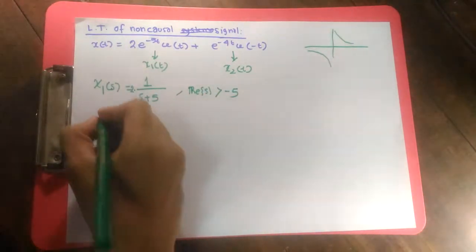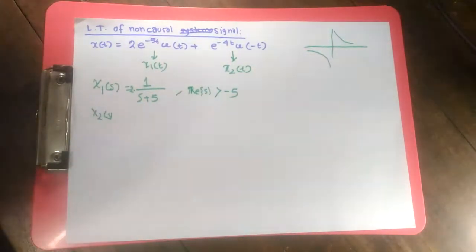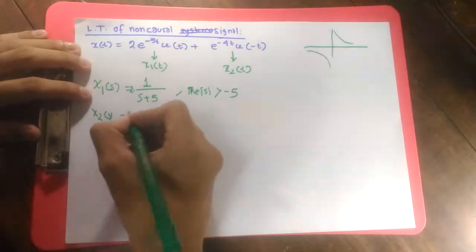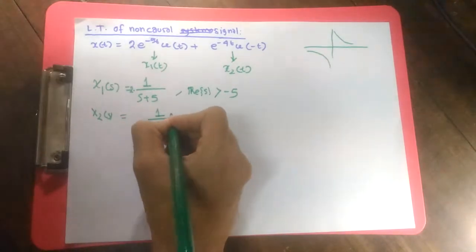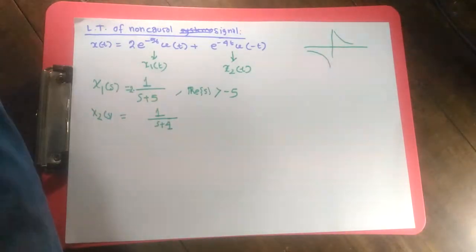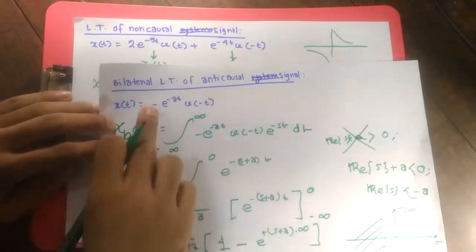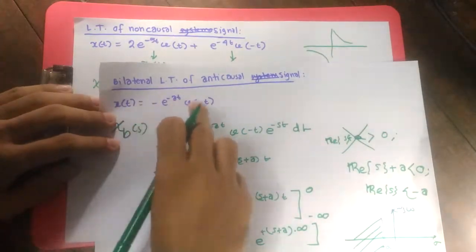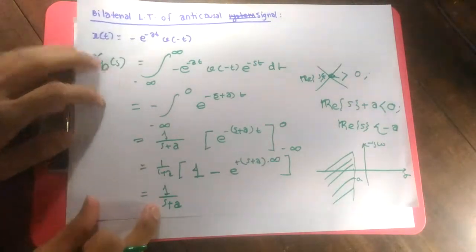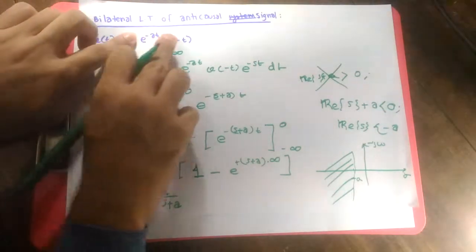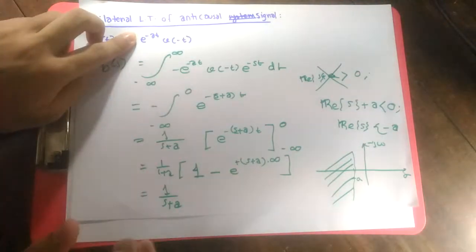All right, now x2 of s is going to be 1 by s plus 4. But remember, for an anticausal signal there is a minus. e to the power minus at u of t has a Laplace transformation of 1 by s plus a, so e to the power minus at u of minus t will have a Laplace transformation of minus 1 by s plus a.